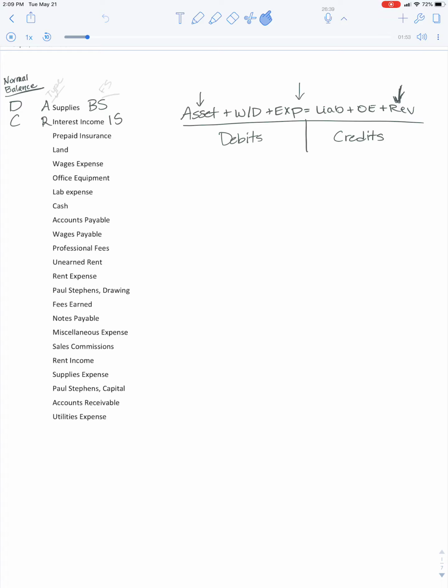So work through these. I'll post the answers, but you need to be able to identify the type. So here's your type, your financial statement, and the normal balance of each of these accounts. If you can't quickly identify these, then it's going to be really hard going forward to do journal entries. So you need to get really good at identifying what type of account, which financial statement, and the normal balance. So work through those, and I'll post the answers.